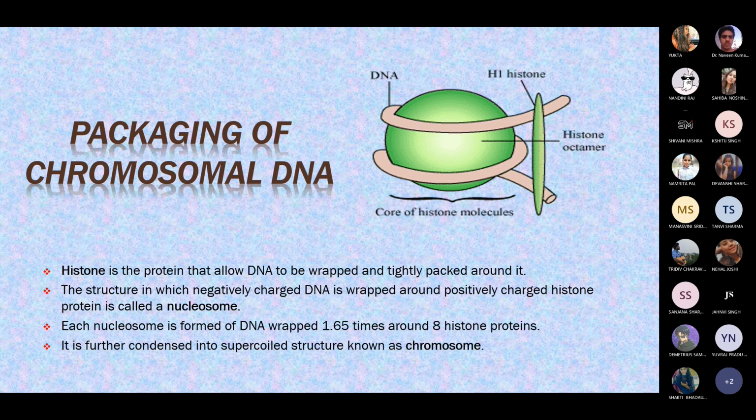And histone is the protein that allows the DNA to be wrapped tightly and packed around it. The structure in which the negatively charged DNA is wrapped around the positively charged histone is called a nucleosome, and each nucleosome is formed of DNA wrapped 1.6 times around 8 histone protein molecules. It is further condensed and supercoiled into the structure that we call a chromosome. Moving to the next slide.